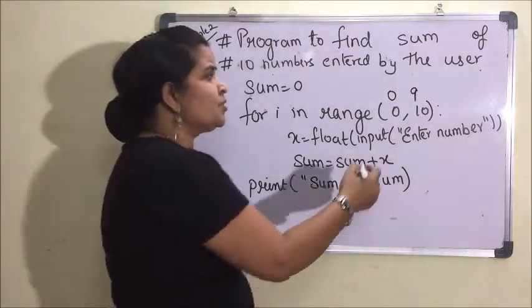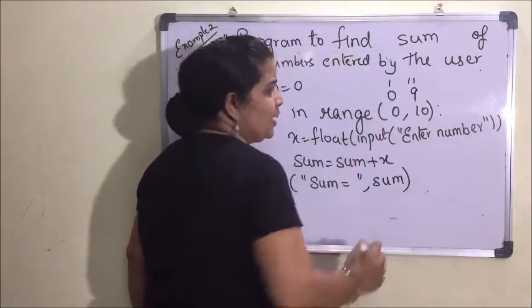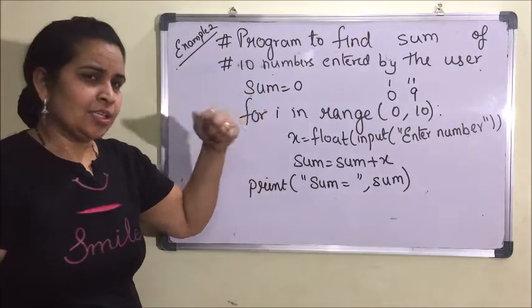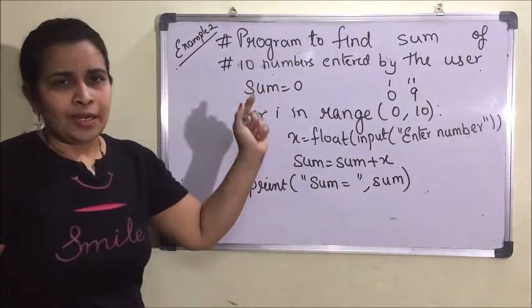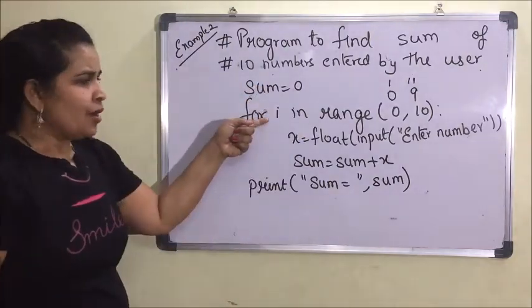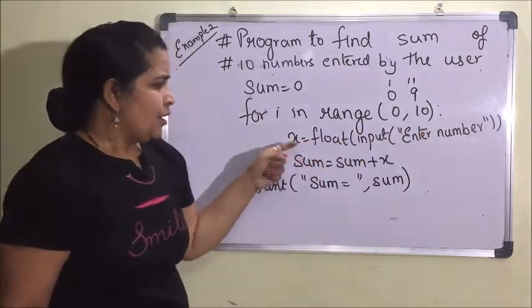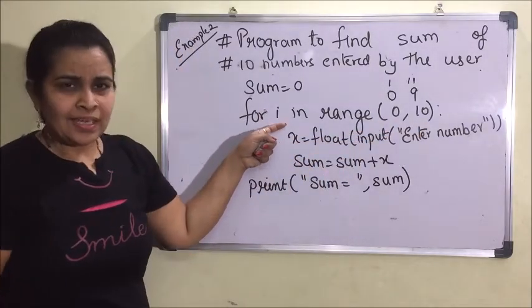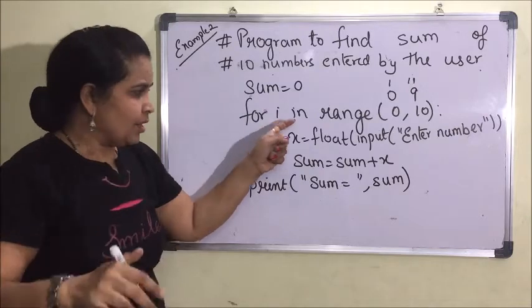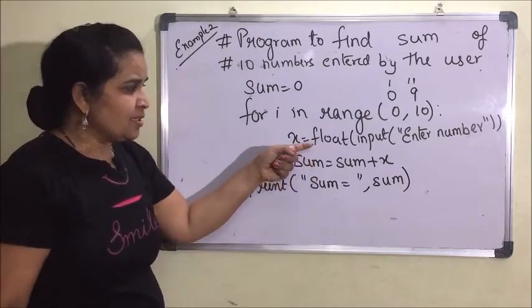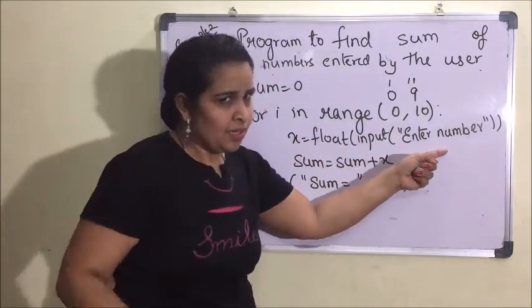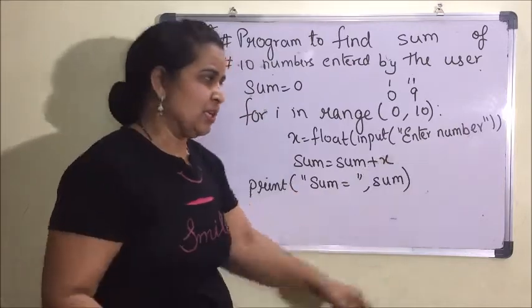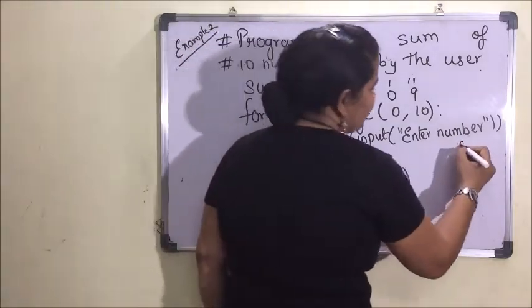The second thing we can do is make it 1 to 11. In that case also it will execute 10 times, that is 1 to 10. So I have taken 0 to 10. First time the value of i is 0. It will come inside. x is equal to float(input("Enter number")). This is the first number which we are entering. Suppose we have entered 5.